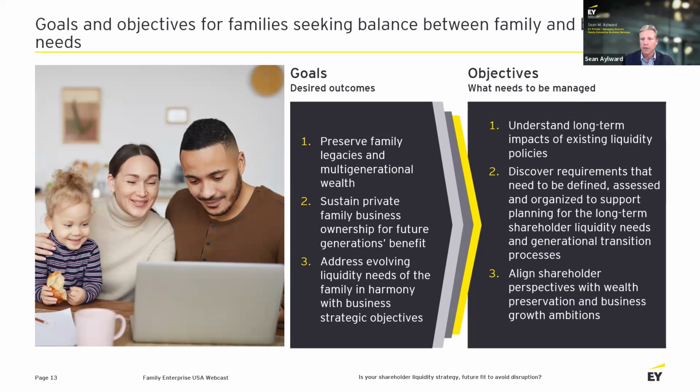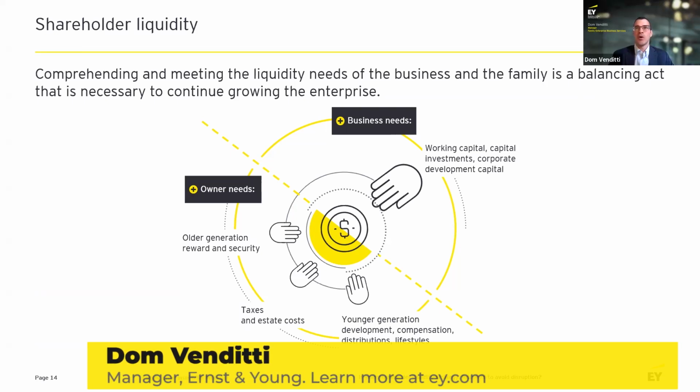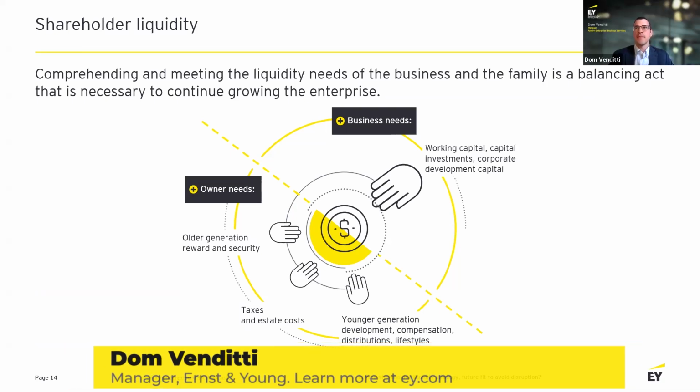So Dom, tell us a little bit about how that balancing works and what's at stake. Sure. Like Sean said, what we're trying to achieve here is finding that balance between the business needs and the owner needs. So on the business side, there are needs for working capital. What does the company require for its ongoing operations, capital investments, corporate development? What does its growth plan look like? And what are the capital requirements going to be to fund that organic and inorganic growth plan?